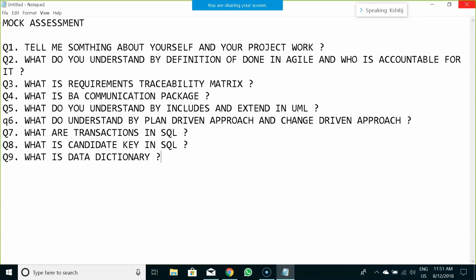So a data dictionary, we can consider it a metadata repository, which contains detailed information on the contents and structure of a database and the type of relationships between its elements. Okay.